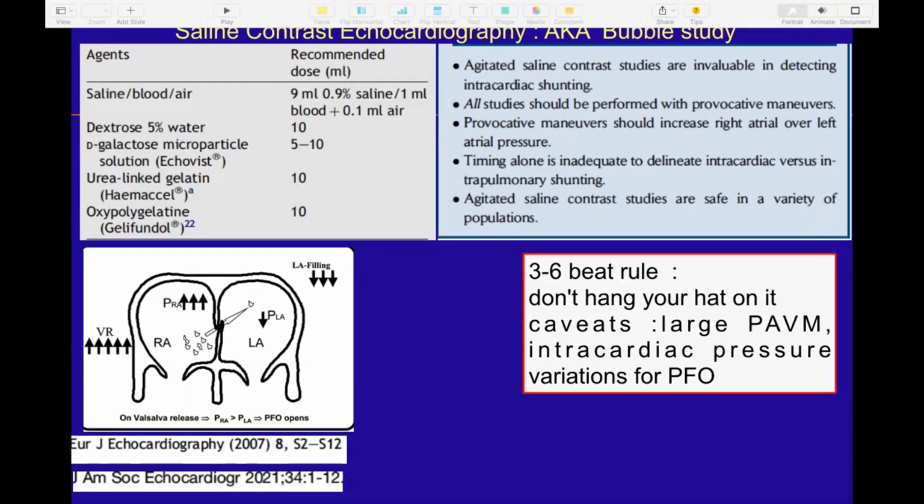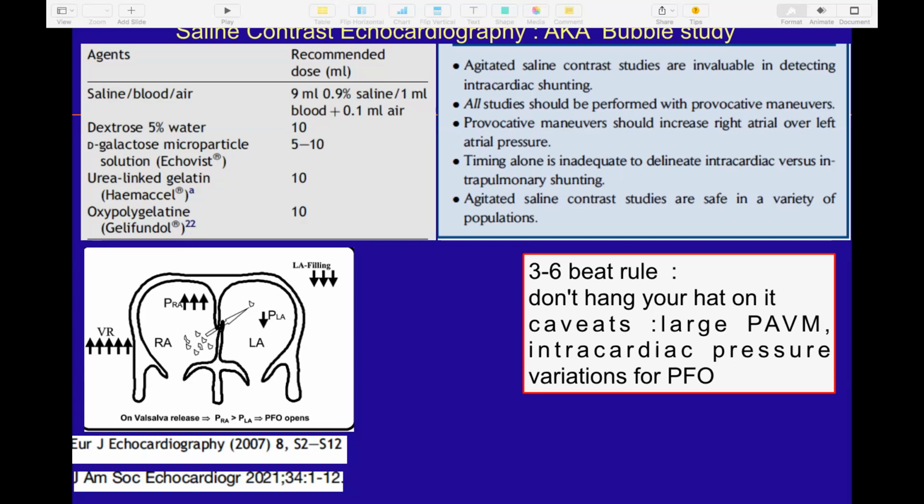But in general, all studies should be performed with adequate patient instruction and provocative maneuvers. And the goal of the provocative maneuvers is, at the release of the Valsalva, which is phase 2, to transiently cause that septum to move to create that right-to-left shunt gradient. Timing alone of the appearance of bubbles is inadequate. All of us remember being taught, less than 5 cycles is a PFO, greater than 5 cycles is a PAVM or an AV malformation. I would definitely not hang my hat on it.